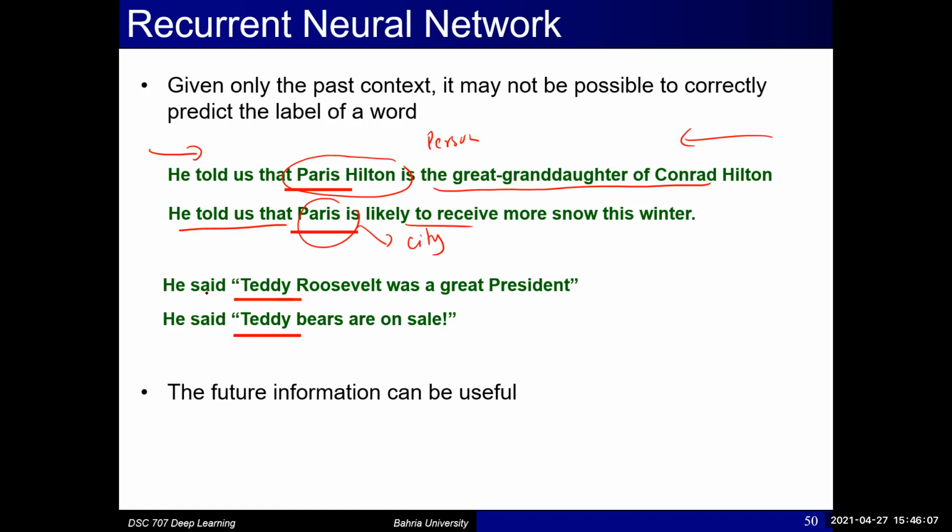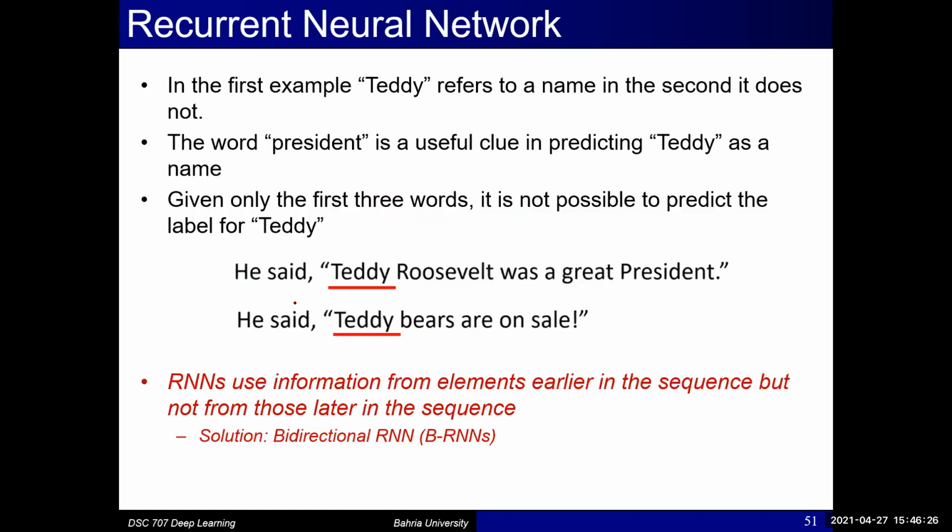Likewise, for this example, Teddy Roosevelt was a president, teddy bears are on sale, right? When you see this part of the sentence, it's very easy to guess that here we are talking about a person, and in the second sentence, we are talking about a teddy bear. So the idea is that future information can be used. For the time being, we'll only be talking about past information, but once we have a basic understanding of RNN, we'll be using something called a bidirectional RNN, or in short, a BRNN.